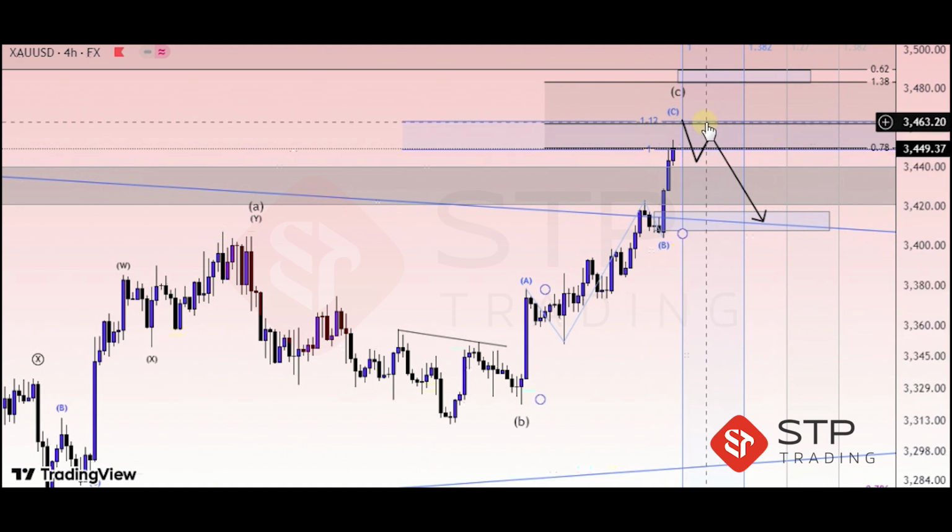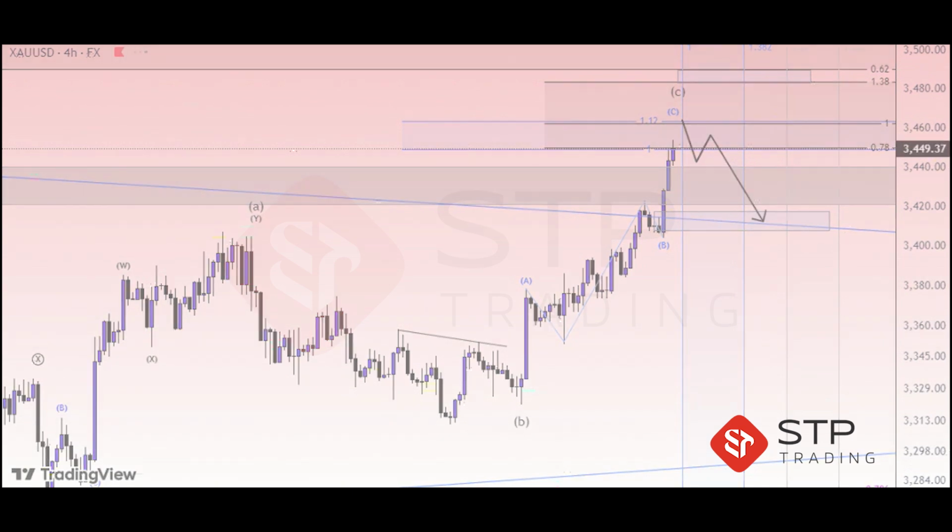If the price passes the 100% level, the continuation of the bullish trend up to the 138% level and the resistance zone we marked can be a likely scenario for this chart.